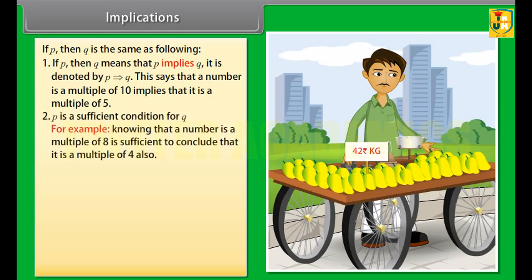P is a sufficient condition for Q. For example, knowing that a number is a multiple of 8 is sufficient to conclude that it is a multiple of 4 also.